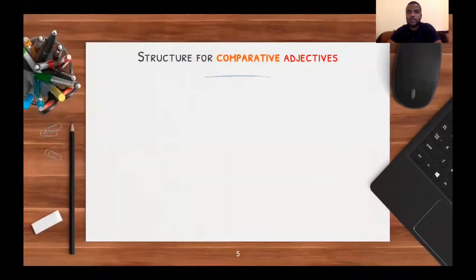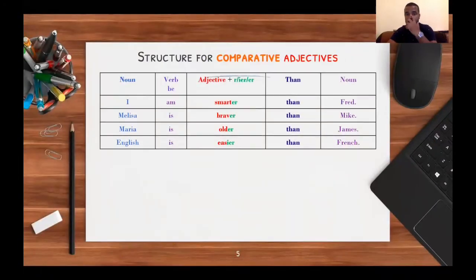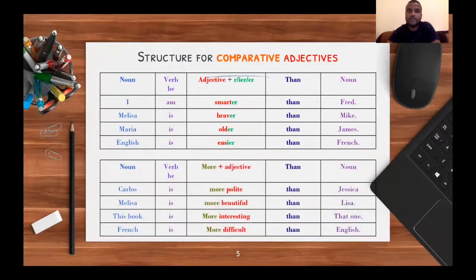We also have the structure of comparative adjectives. Just some examples here. We can say I am smarter than Fred. This is the comparative. We have Melissa is braver than Mike. Here we are comparing two people, Melissa and Mike. We have Maria is older than James. English is easier than French. Here we are comparing English and French.